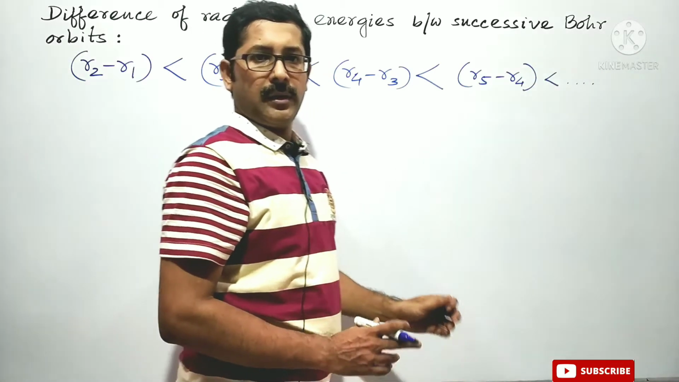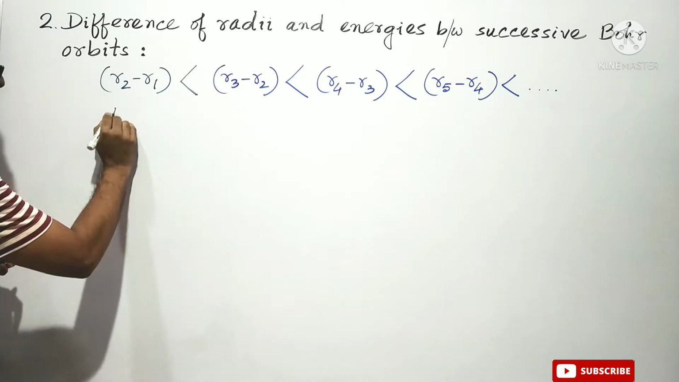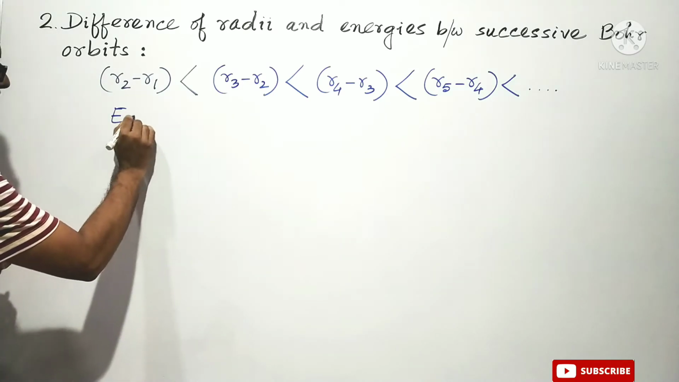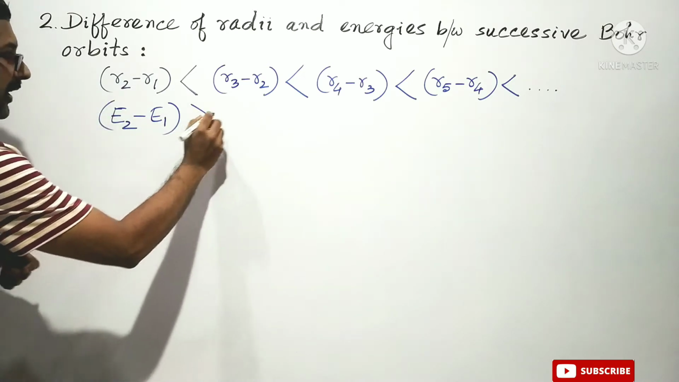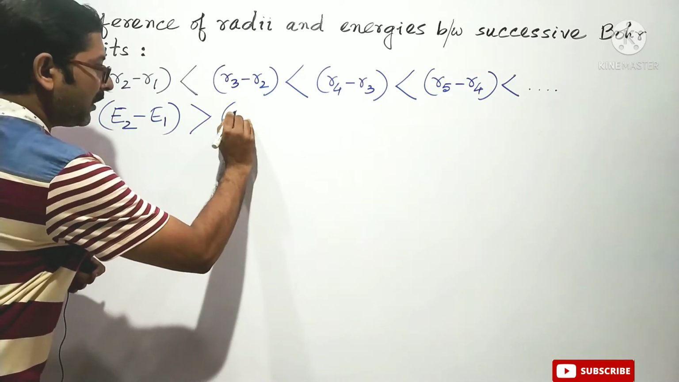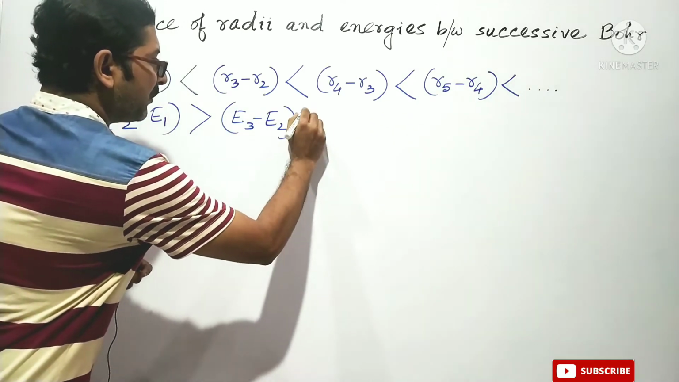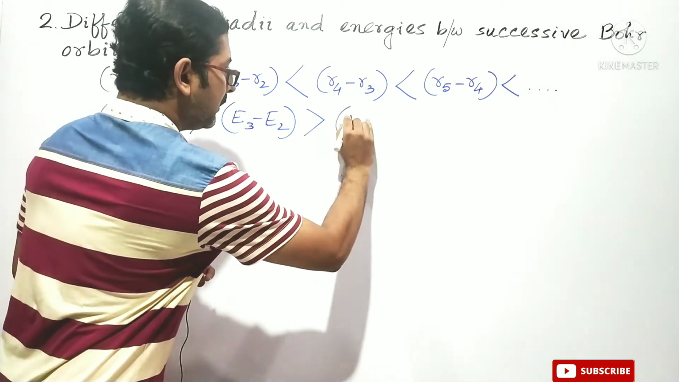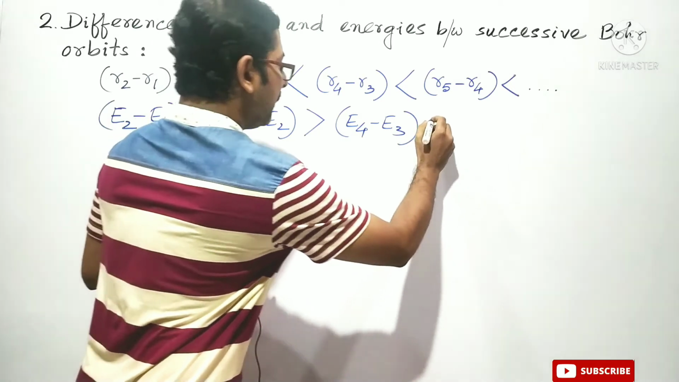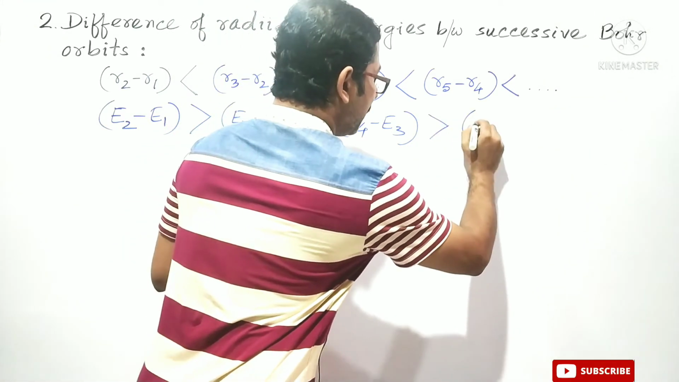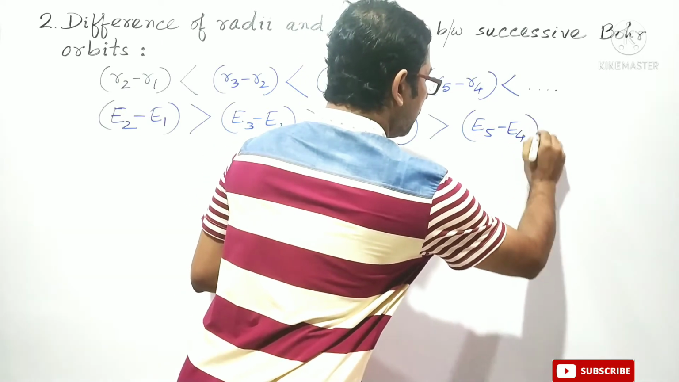And the energy difference between the second orbit and first orbit, that is E2 minus E1, is greater than the energy difference between the third orbit and second orbit, E3 minus E2, and it is greater than the energy difference between the fourth orbit and third orbit, and it is greater than the energy difference between the fifth orbit and fourth orbit, and so on.